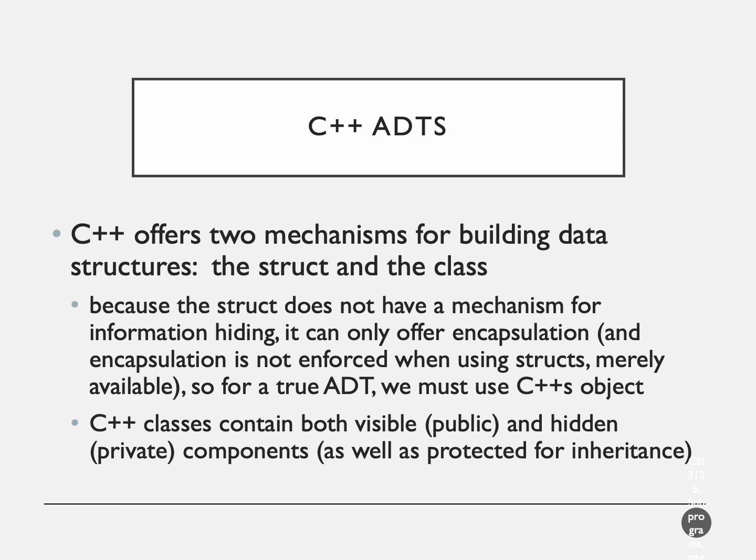They support public members, which are accessible from outside the class, private members, which are hidden and can only be accessed internally, and protected members, useful for inheritance. So for true entities in C++, we should always use classes, not structures.